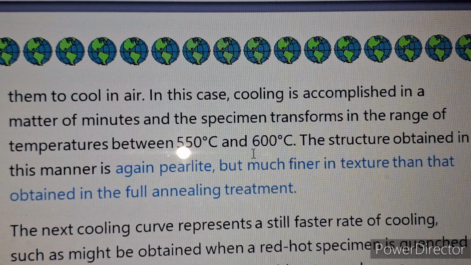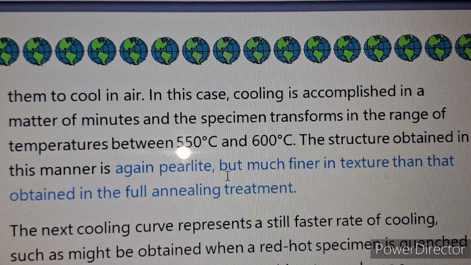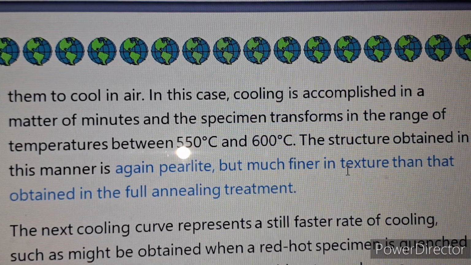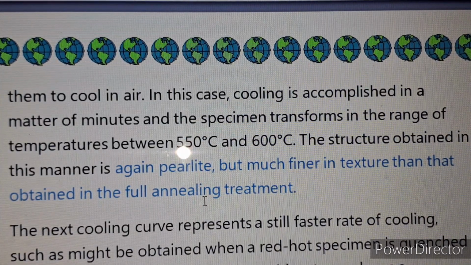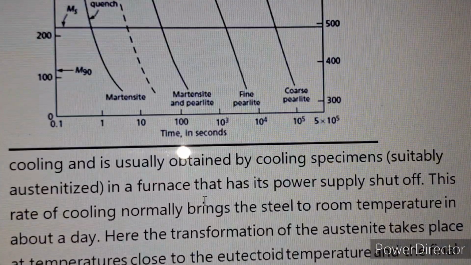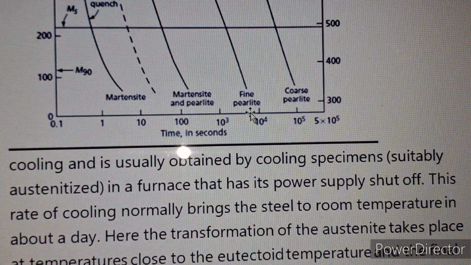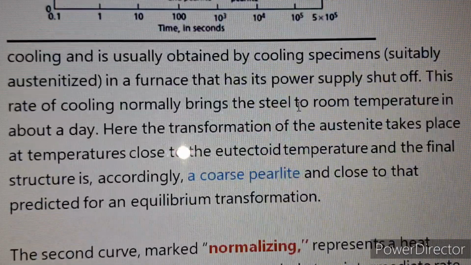The structure obtained in this manner is again pearlite, but the basic difference is that now the pearlite is finer in texture than that obtained in the full annealing treatment. This means in normalizing we find a fine pearlite structure, while in annealing we get a coarse-grained structure.